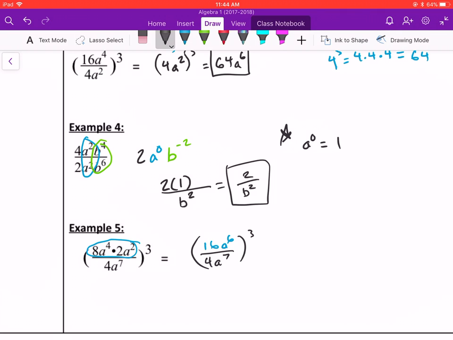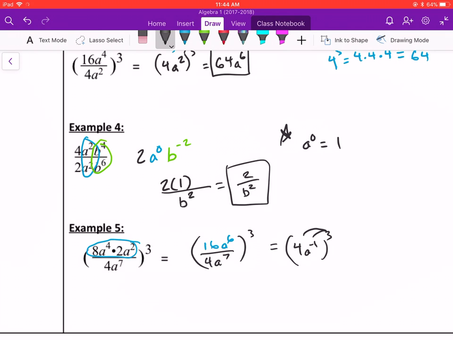And now let's actually do the division part. So that's going to give us 16 divided by 4 would be 4. a to the 6th over a to the 7th. That means we're subtracting, right? So 6 minus 7 is going to be negative 1, to the 3rd, okay? And this is where we're going to take it to the power. So the 3rd, we're going to raise it to each.